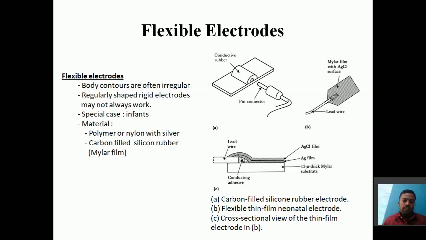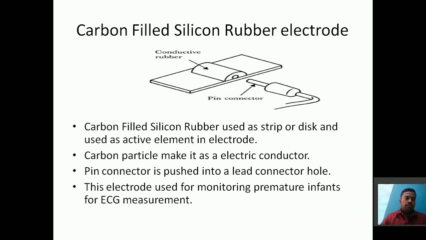So what type of material is used in this electrode? It is polymer or nylon with silver, or carbon filled silicone rubber. These are mainly polymer or nylon with silver coating. The silver coating acts as the electrode, which converts ionic current into electric current. Then carbon filled silicone rubber, which is rubber with silver coating, is also called Mylar film. So this is a flexible electrode. We will see them one by one. First, the carbon filled silicone rubber electrode.